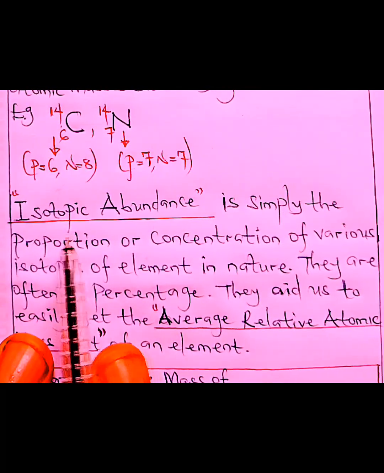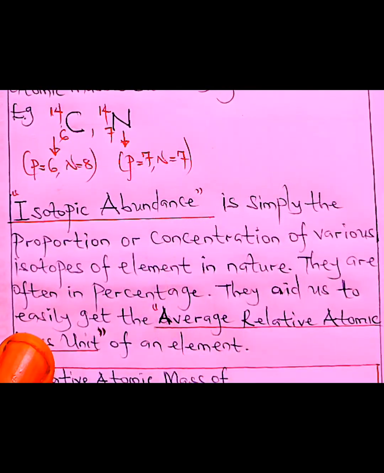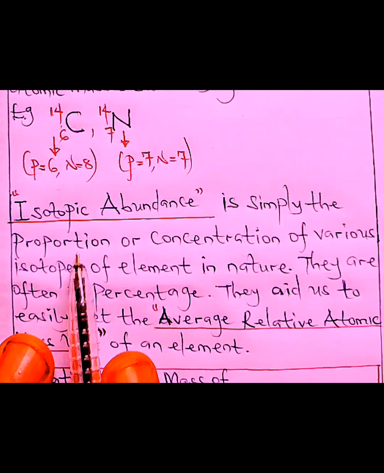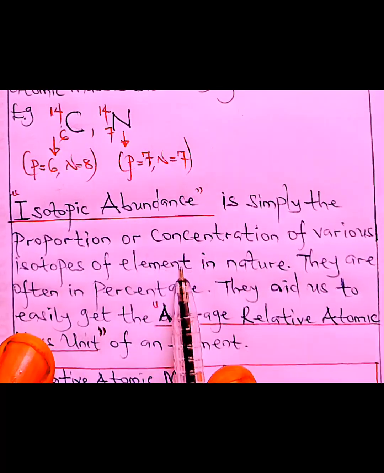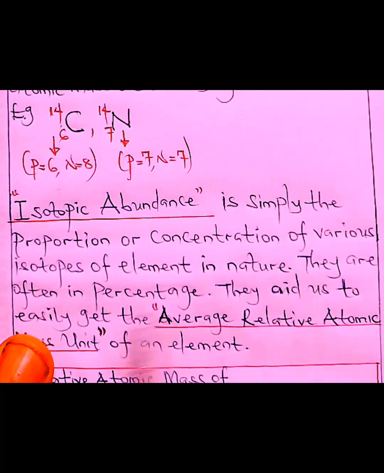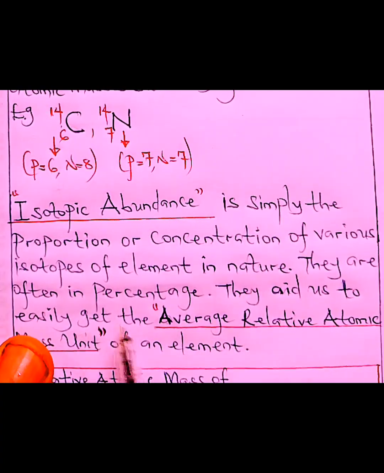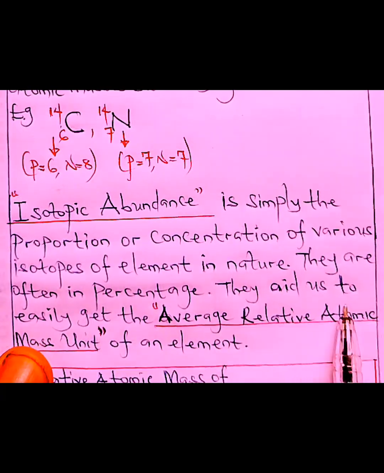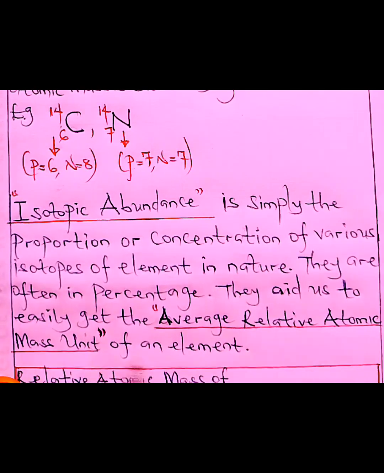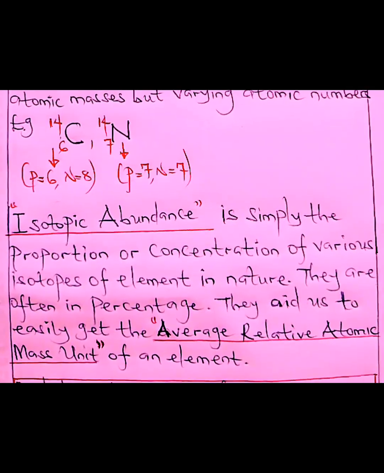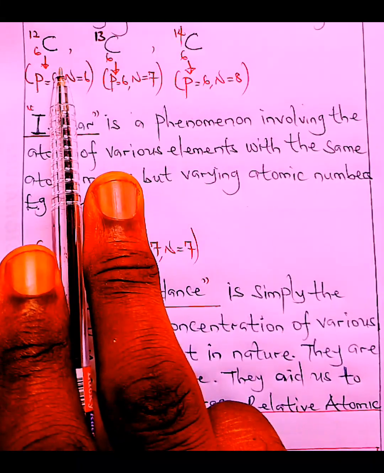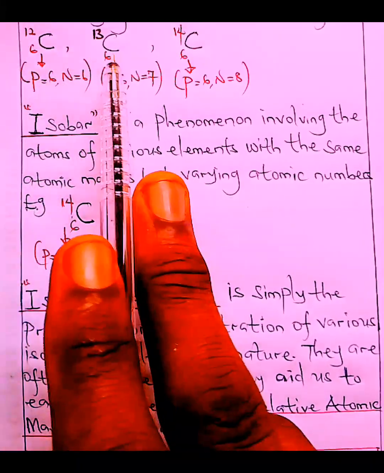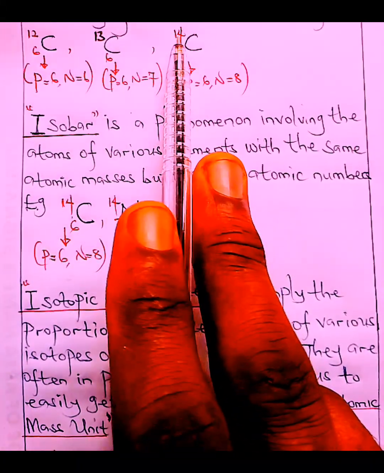Under isotopes, there's something we call isotopic abundance. Isotopic abundance is simply the proportion or the concentration of various isotopes of elements in nature. They are often given as a percentage. They help us to easily get the average atomic mass unit of an element. When we talk about isotopic abundance, if you look at carbon, for example, here we have carbon-12, carbon-13, and carbon-14.